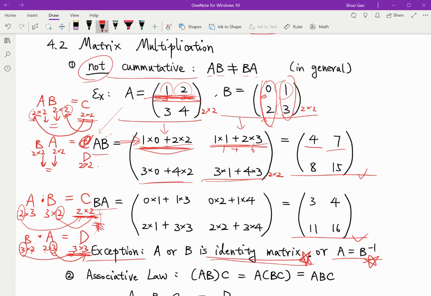So B times A is not equal to A times B because even the dimensions of the new matrices are different. In the earlier example, we used square matrices, so it doesn't matter, right? Because A times B and B times A are both 2 by 2 matrices. But if we use different dimensions for the two matrices, the resulting matrices may not have the same dimension, as in this example. So that's why matrix multiplication is generally not commutative.